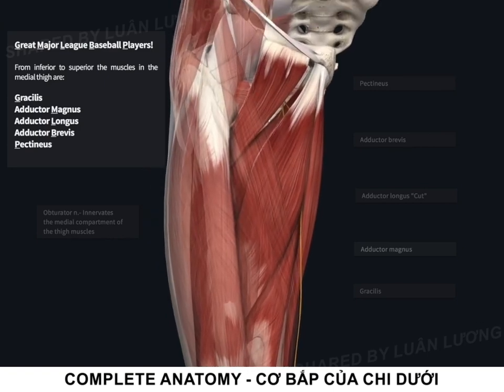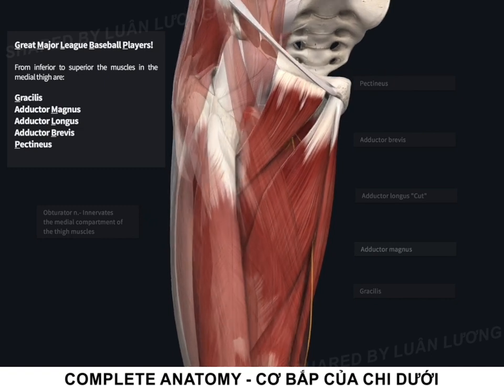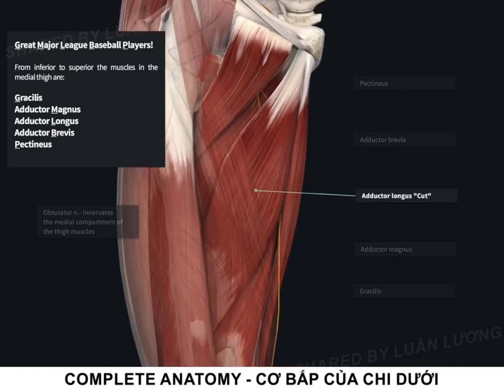As I move more superiorly, the next muscle that I'm going to encounter is the adductor longus. And I've cut it to remove a piece of the adductor longus so that you can see the underlying muscles more clearly.